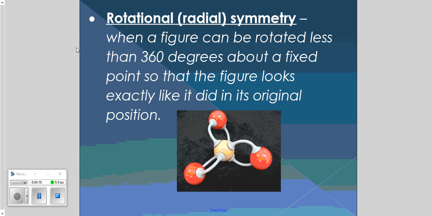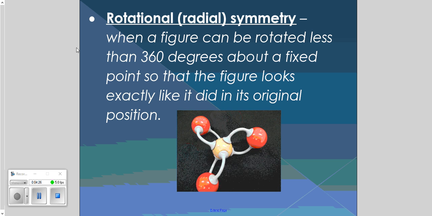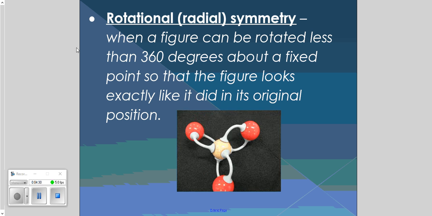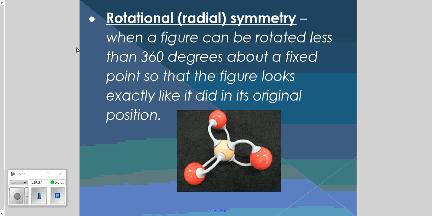Another type of symmetry is rotational, which is also referred to as radial symmetry. And when we're rotating something, we're turning it around. So when a figure can be rotated less than 360 degrees about a fixed point, so that the figure looks like it did in its original position.